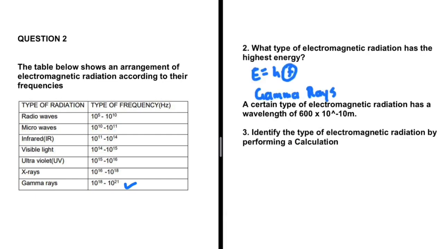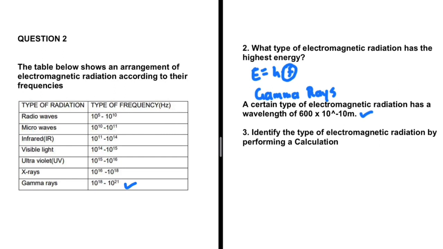A certain type of electromagnetic radiation has a wavelength of 600 times 10 to the minus 10 meters. Identify the type of electromagnetic radiation by performing a calculation. I think in the previous question, we were given the energy and we calculated the frequency. Here we are given the wavelength, and we are going to do the same thing, because what we have is type of radiation and a type of frequency. So we just convert whatever we have to frequency, and then from the frequency we calculated, we're going to be able to identify the type of radiation. So let's go ahead and take a look.